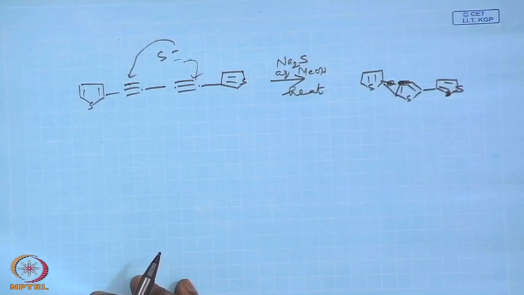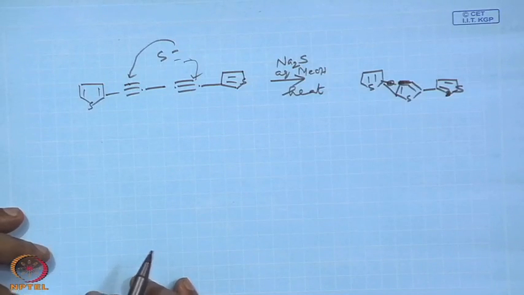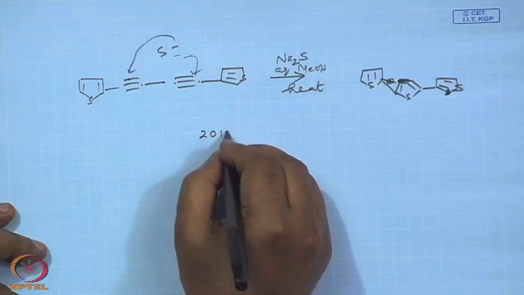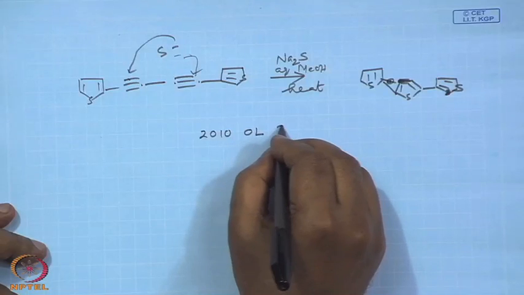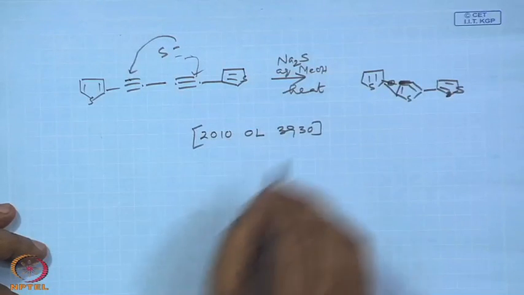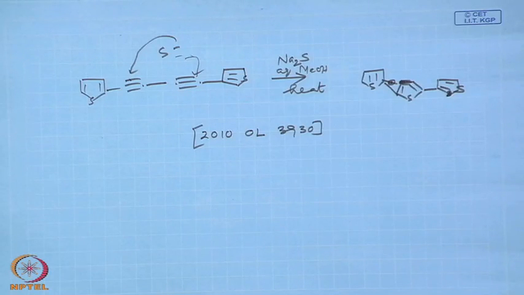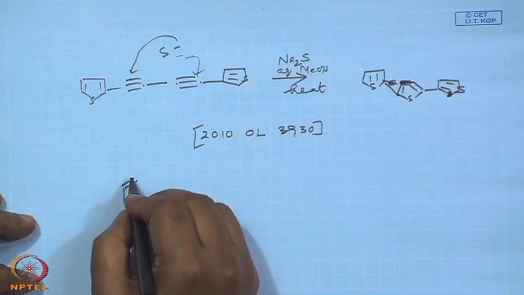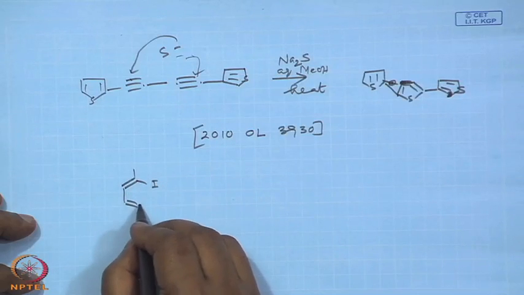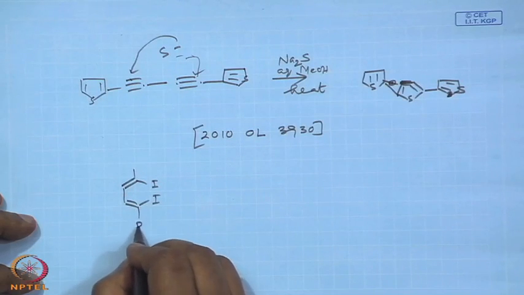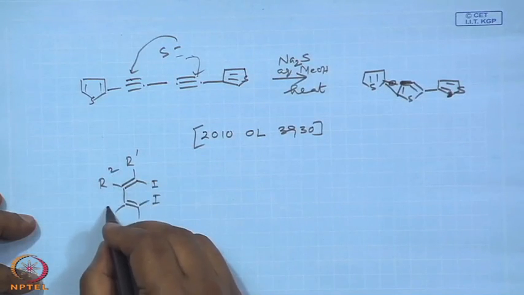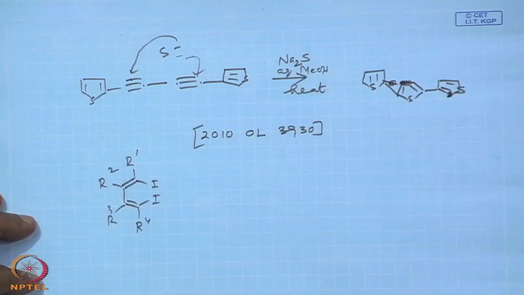And there are other ways to use disulfide kind of things. This work has been published very recently, in 2010 in Organic Letters, page number 3930, and it is very similar to the previous one. In the previous case sodium sulphide was used, and in this case it is potassium sulphide in the presence of a transition metal, and the method looks like this. It starts from a diiodo compound, then you have all kinds of R groups. It could be 1, 2, 3, 4, all kinds of groups; this is basically a diiodo compound.